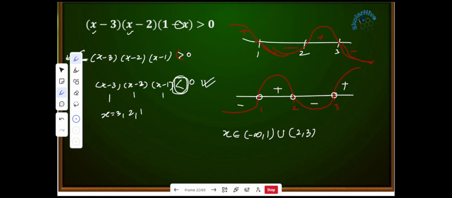In this case we need to look for the positive region, which is minus infinity to 1 and 2 to 3. In both cases you will get the same answer. But to avoid any kind of confusion, it is recommended that if the whole expression comes out negative, you multiply both sides by minus 1 and reverse the sign, like we have done over here.